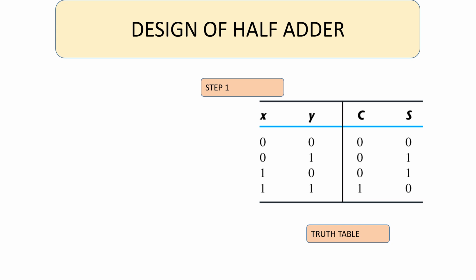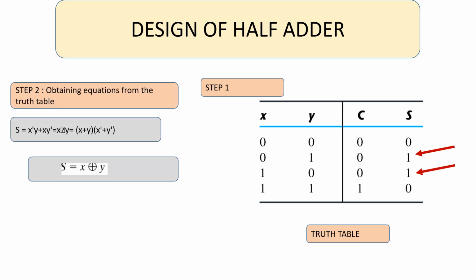So to obtain the sum of products expression for s, obtain the rows of s for which it is 1. It is obvious that s is 1 only on row 2 and row 3. Taking all those expressions and combining, we get the expression for s as s is equal to x bar y plus x y bar, which is also equal to x XORed with y.